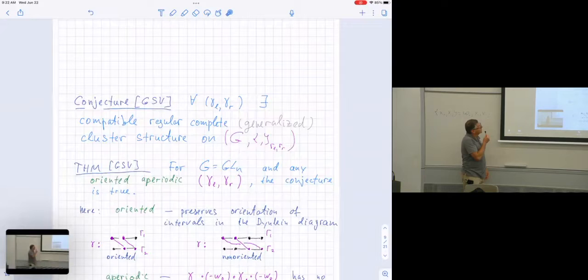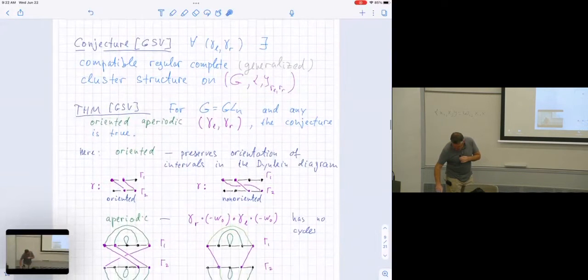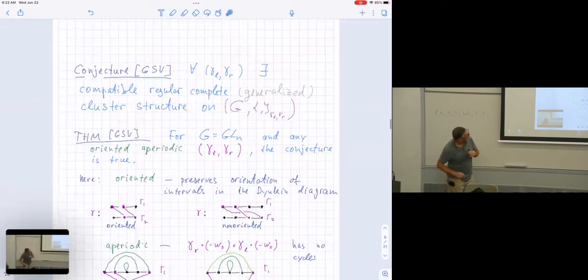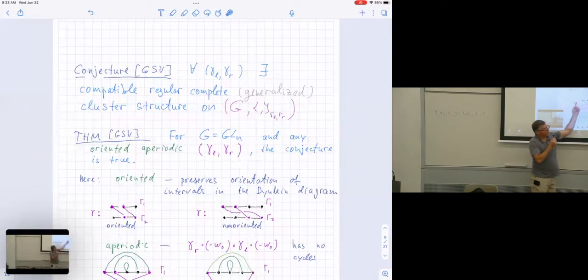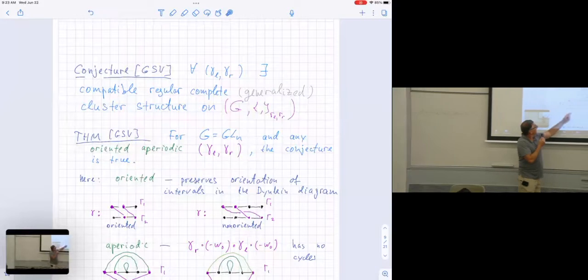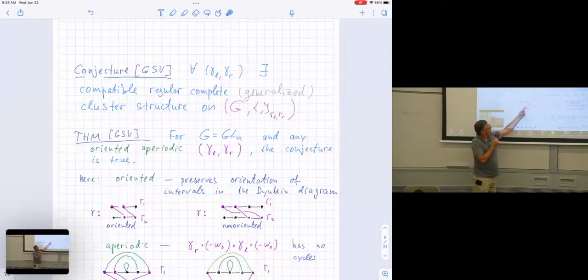We considered many different cases, and then we worked hard and managed to prove it for so-called oriented aperiodic Belavin-Drinfeld data. So I'll probably have to explain what this means. So what is oriented? Let me just try to explain it in the A_N case. Here's an example of A3, and I have two subsets of roots, and this is a map.